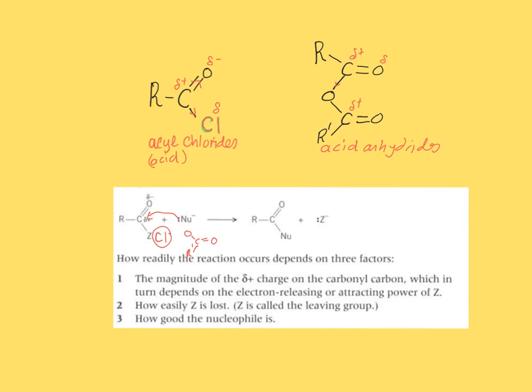Now, how fast the reaction is depends on three factors. That is the size or the magnitude of the delta plus on the carbonyl compound, and that depends also on the electron releasing or attracting power of Z. That's the ability of Z to pull electron density towards itself, and also how easily Z is lost. That's how readily that bond breaks, the strength of the carbon-Z bond. So is the carbon-chlorine bond stronger than the carbon-oxygen bond here? And also how good the nucleophile is at attacking.